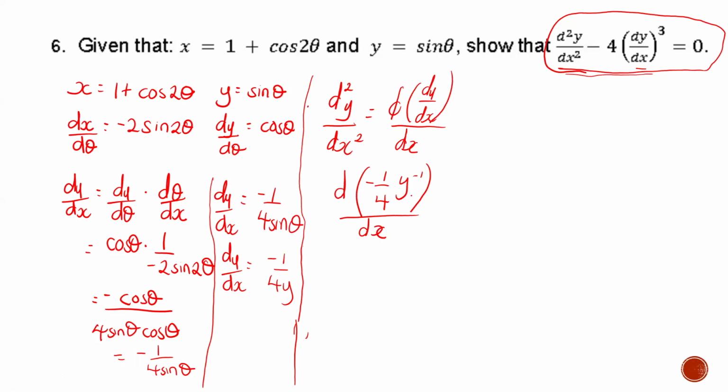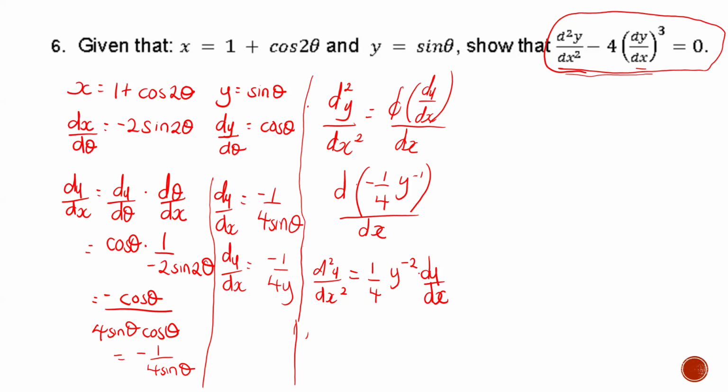Okay. So using the chain rule on y to the power negative 1, d squared y dx squared will give us 1 out of 4 y to the power negative 2, right? Times dy dx, because we're differentiating y, so dy dx still comes here. Yes, so this is our expression for d squared y dx squared.